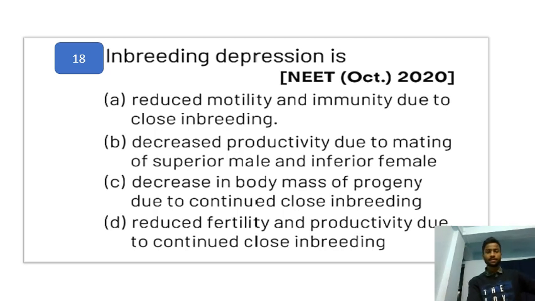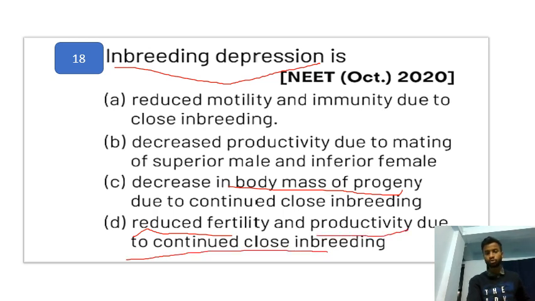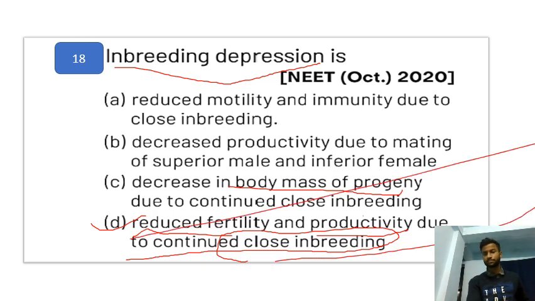What is inbreeding depression? Reduced fertility and immunity due to close inbreeding. Decreased productivity due to mating of superior male and inferior female. Decrease in body mass of progeny due to continued close breeding. Reduced fertility, yes, reduced fertility and productivity due to continued close inbreeding. So this is the answer. So the answer is D.